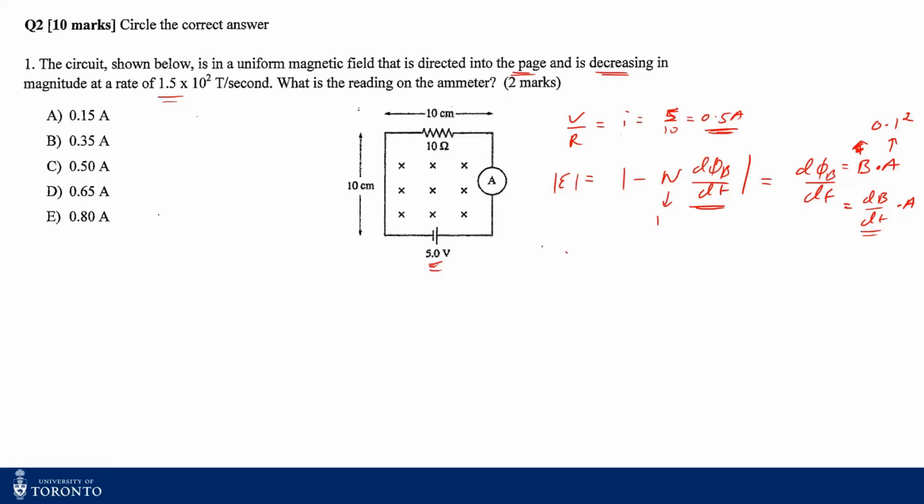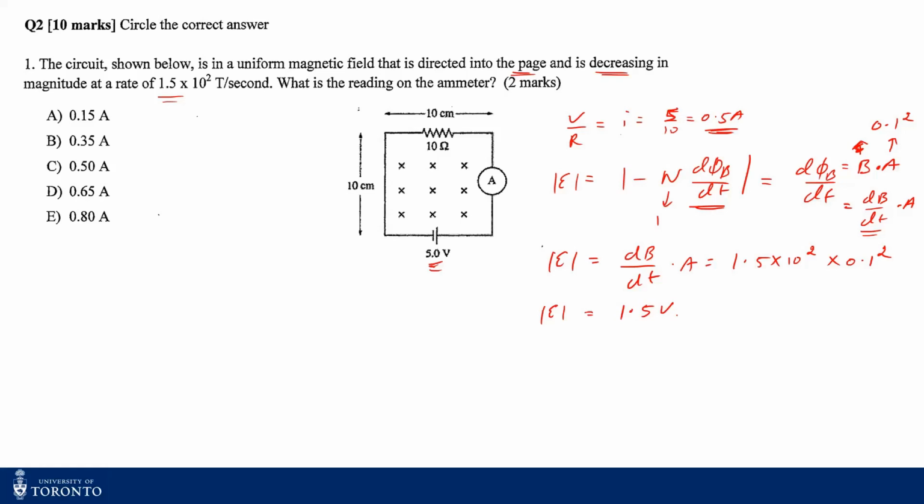So therefore, our induced EMF is just dB/dt times area, which is 1.5 into 10 to the power 2, per second, times 0.1 squared. So therefore, our induced EMF is 1.5 volts, right? So this is 1.5 volts.